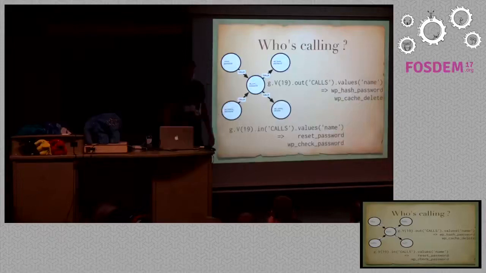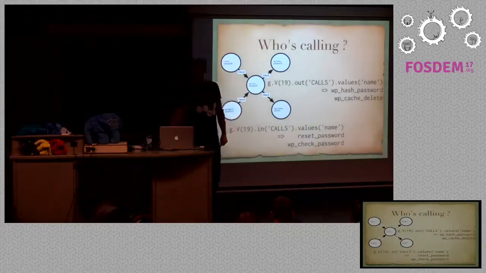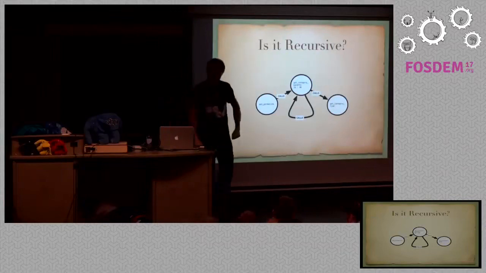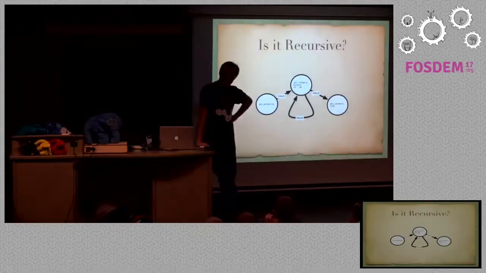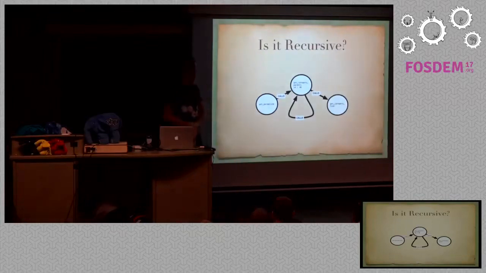Okay, just an application of what we've seen. Now a question: how about recursive functions? Can we detect the number of WordPress functions that are actually recursive? What is a recursive function in our graph? In and out are the same.